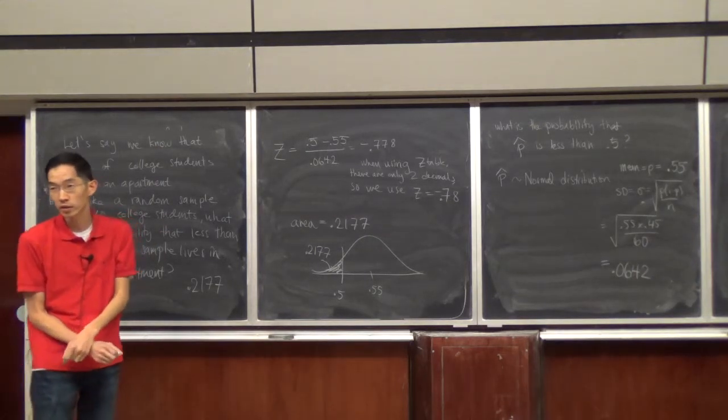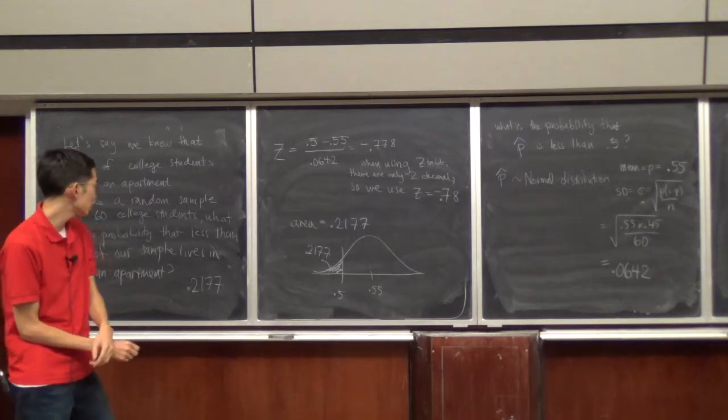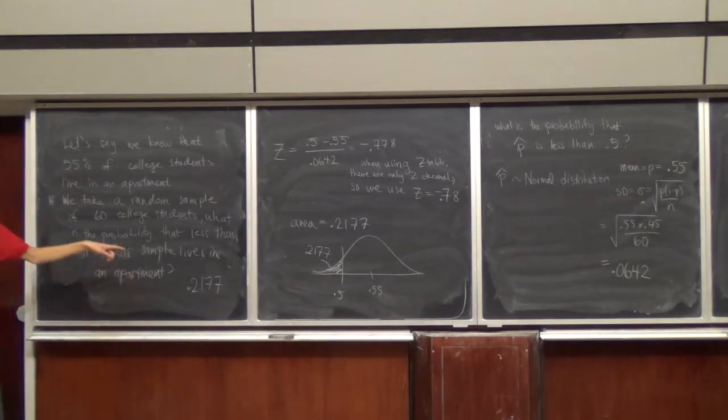How come you're not subtracting it by 1? Because I'm asking, what is the probability that less than half? So am I shading to the left or to the right of 0.5? To the left. So I'm shading to the left. So if you were to say, what is the probability that more than 50%, then you would subtract it by 1. Yeah, so if the question says, what is the probability that more than half of our sample is in an apartment? Then yes, I would have to subtract that area from 1.